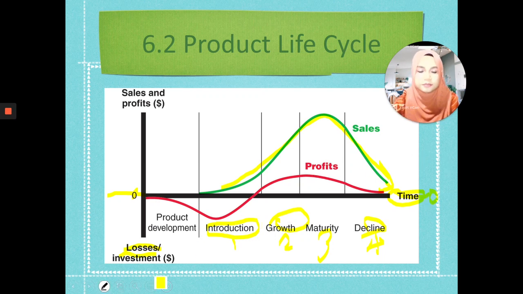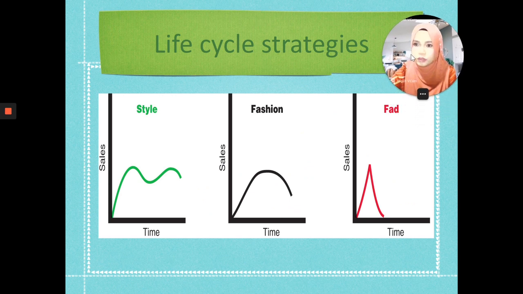Okay, so let's look at the product life cycle strategies. Before we go one by one, there are certain types of product that are intentionally created for a very short time span. For example, style, fashion, and also fads, which are like trends, because it's just trending for 1 day or 1 hour, and then it is done. No more life cycle for that particular product. But that is not so important.